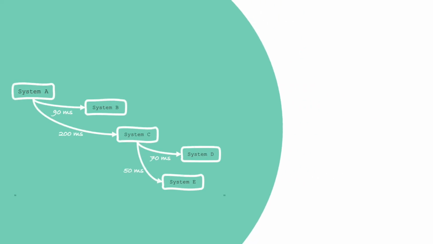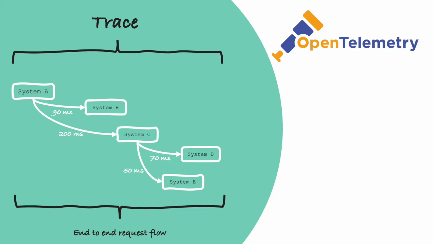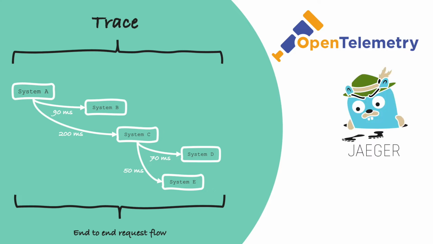Let's focus first on traces. A trace represents an end-to-end request flow that goes through a distributed system. EDC uses an instrumentation library called OpenTelemetry that allows exporting the telemetry data to different open source and commercial observability backends, like for example Jaeger or Application Insights.